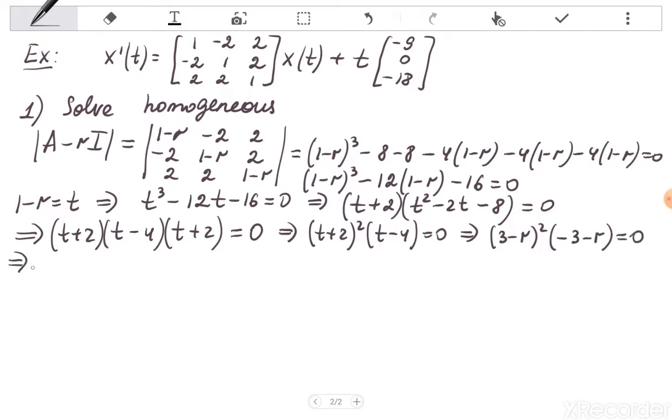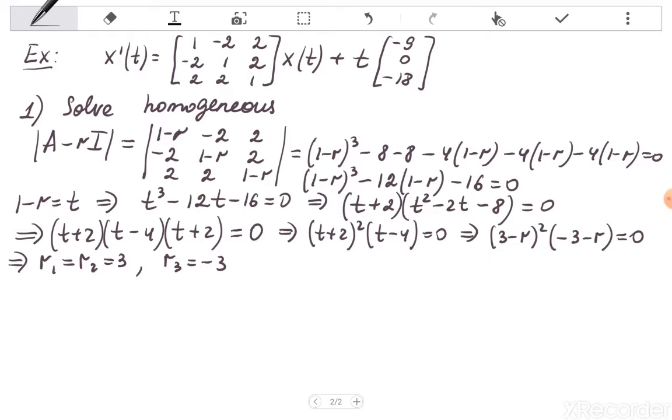So the first eigenvalue is the same as the second one because we have a square here, this is 3, and the last eigenvalue is minus 3 because of this bracket. So we have two repeated eigenvalues and one eigenvalue is different, and for each eigenvalue we must find an eigenvector.